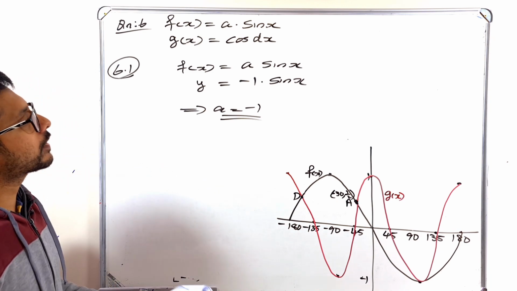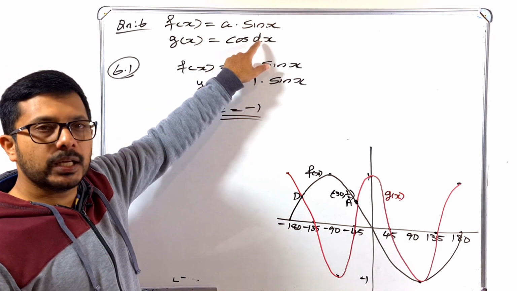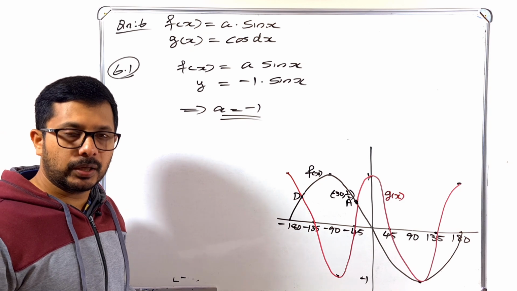Now in cos dx, here this d determines the period of the graph, am I right?